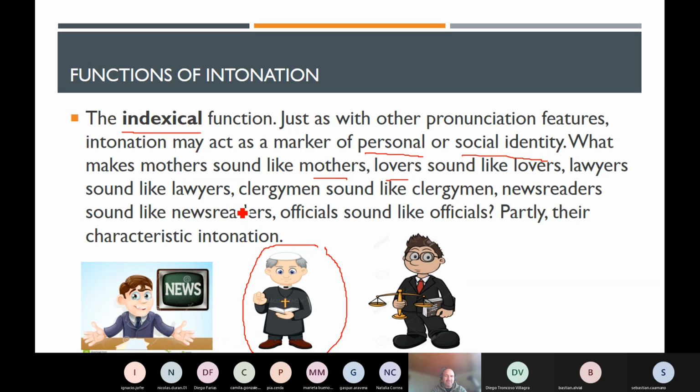So that's not going to be the same way that a lawyer is going to sound, right? A lawyer is going to say, mi defendido no es culpable, mi defendido es inocente.